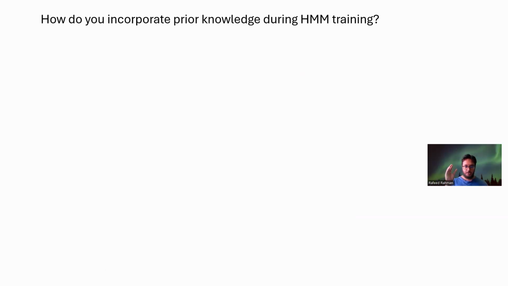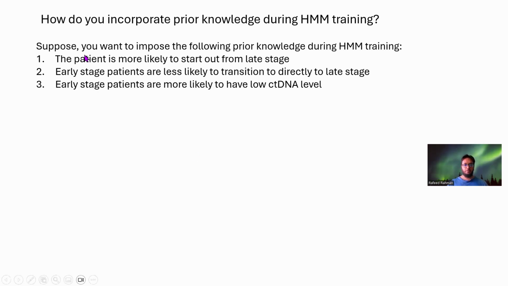So how do we actually incorporate that prior knowledge in HMM training? Suppose we want to impose the following prior knowledge in our HMM training. We already mentioned the problem where we have the different cancer stages and different tumor levels. So the first knowledge is the patient is more likely to start out from late stage. When he has been admitted to the hospital, he's probably starting out with late stage cancer.